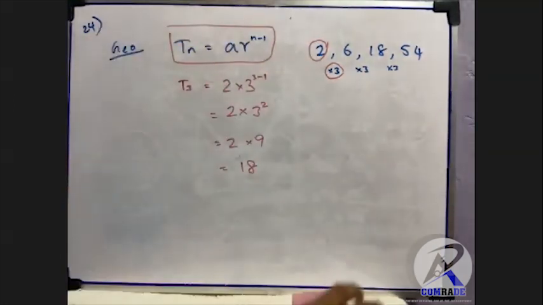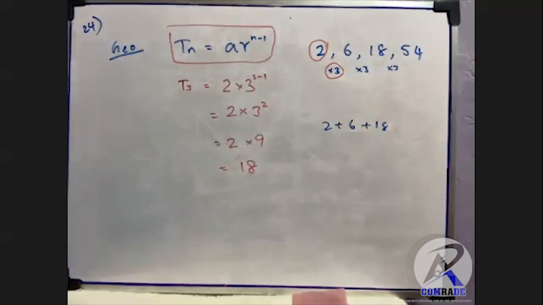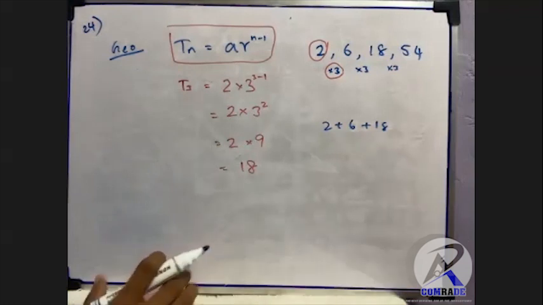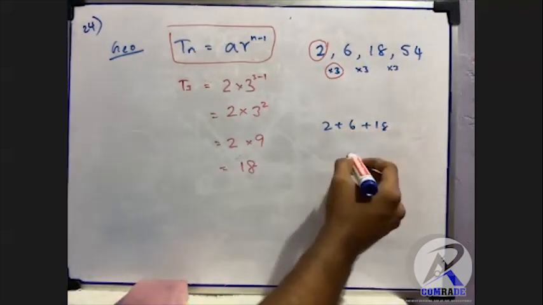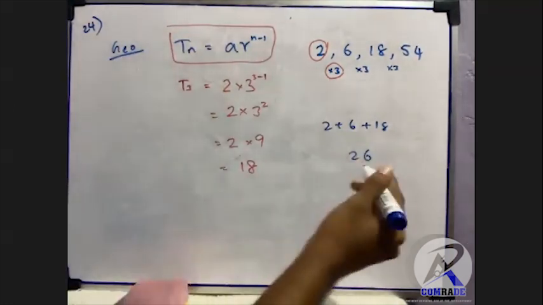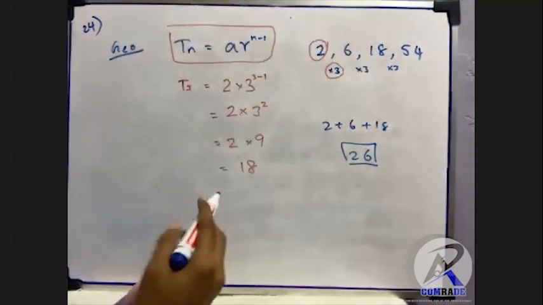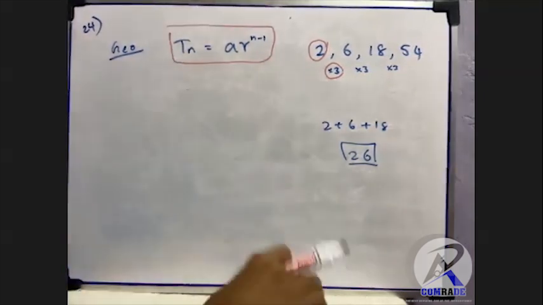You can write it down. The other formula is, if I want to find the sum of these three terms, 2 plus 6 plus 18, we have to find it like that. If you want to find an average in school examinations, somehow it is necessary for us in day-to-day life. So 2 plus 6 plus 18 comes to 26. So there's another formula to find the sum of the number of terms. I'll erase this one. We have a formula for that.